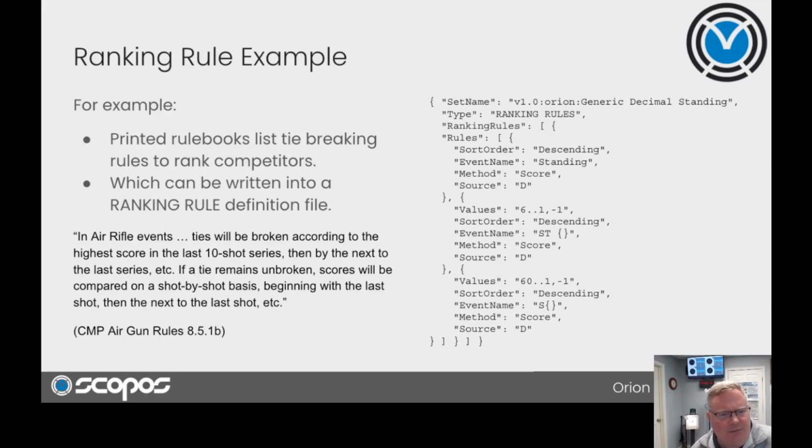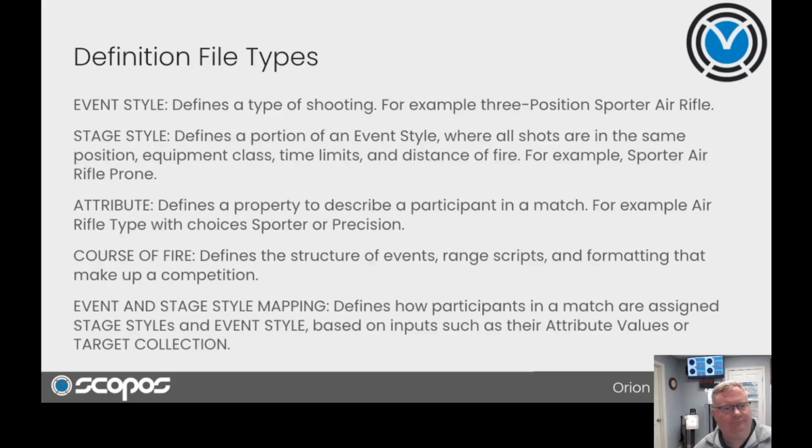So again, here we have the concept from a printed rulebook, and we've put it into a JSON definition file that a computer can understand. All right, there are currently 10 different definition types defined. And again, because this is an introduction, I don't have time to go into a deep dive on all of these. Hopefully, you'll get an appreciation for the different types of definition files, however.